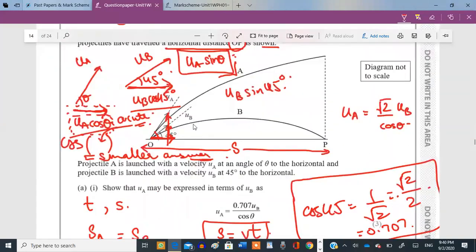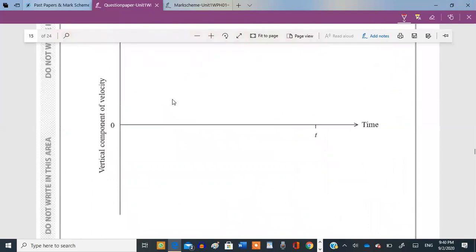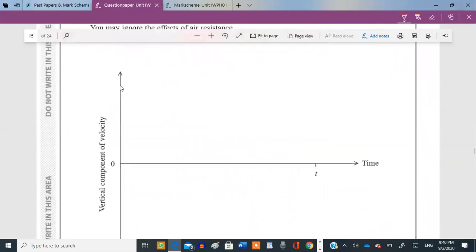So now the initial vertical velocity of A is larger than B. So on the graphs, the vertical velocity initially is going to be larger for A as compared to B. So A is going to be somewhere over here, and B is going to be somewhere over here, lesser.